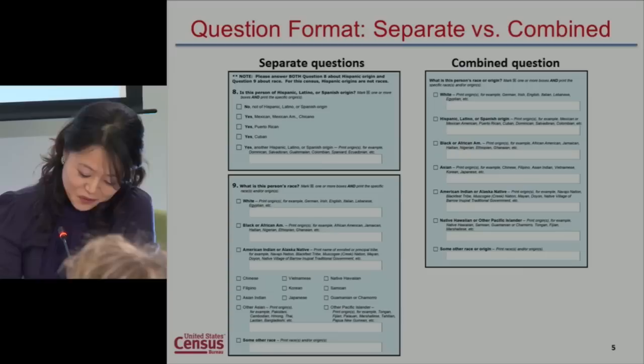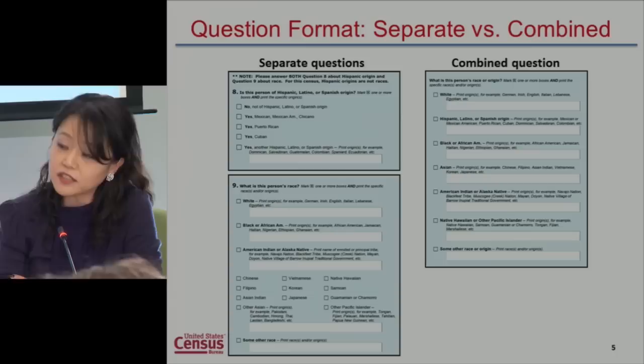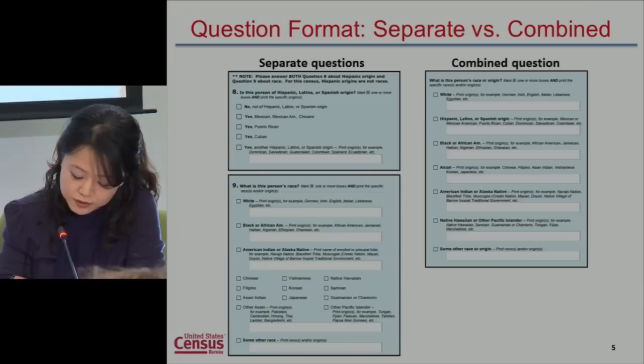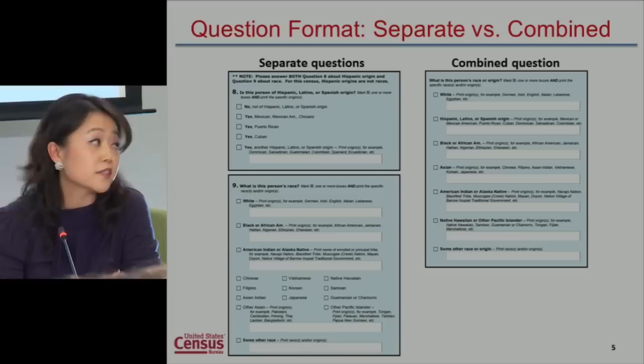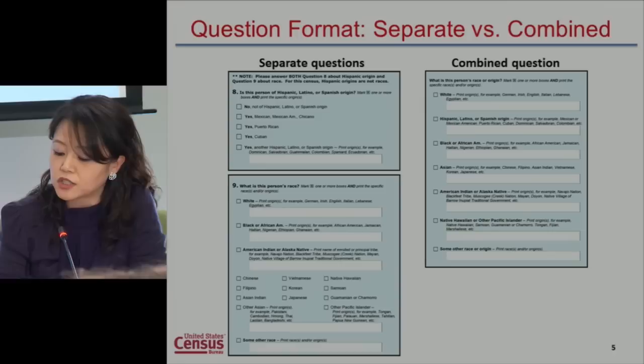Okay, what you're seeing on this slide are some examples of the alternative question format approaches that we're testing for collecting the data on race and Hispanic origin. If I can direct your attention to the left side where it says separate questions, you can see that this is one of the approaches that we're using that uses two separate questions. As you can see, number 8 is a question about Hispanic origin, and then the second is about race on question 9. Now, shifting to the right side where it says combined question, this approach combines the two items into one question about race and origin.